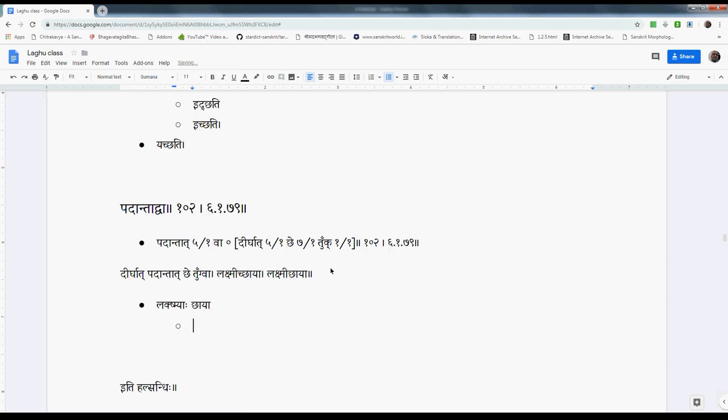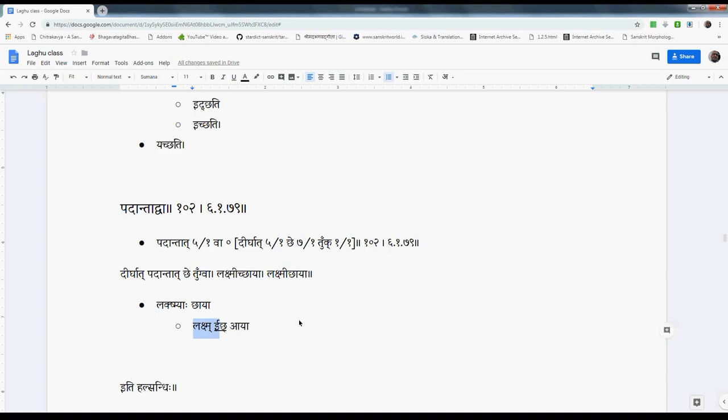Lakshmi chaya, and Lakshmyaha will become Lakshmi, Lakshmi chaya, and in this ikara is dirgha. So ikara is dirgha, then you have chakara. So what happens with this sandhi? Now dirghat, dirghat padantat che, padantat che. This Lakshmi ikara is a padanta, padanta ikara.